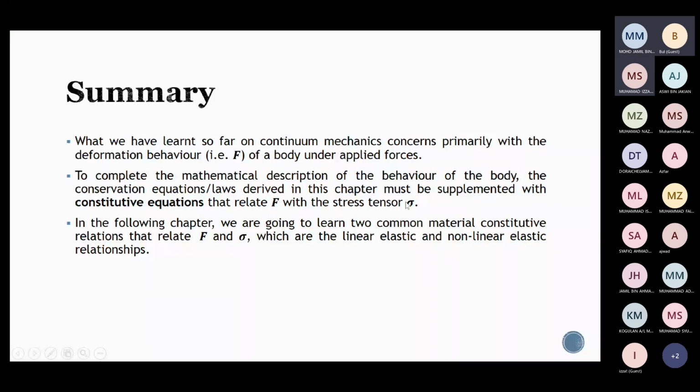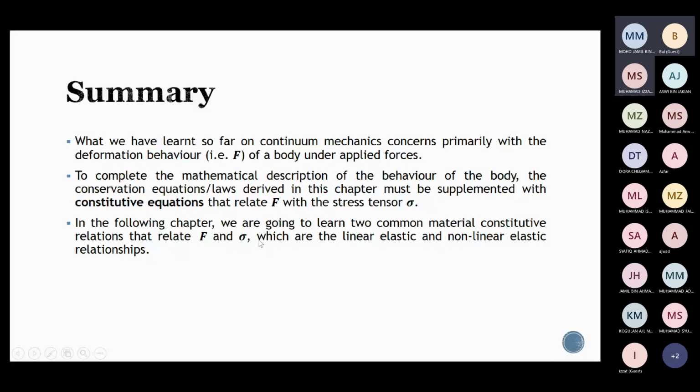In my previous lectures, most of the time when I gave examples relating F and the stress tensor, it was simply an example, but the relationship was not actual. So in the following week, we are going to look at some constitutive equations that relate both F and the stress tensor. These constitutive equations actually describe the behavior of certain materials.